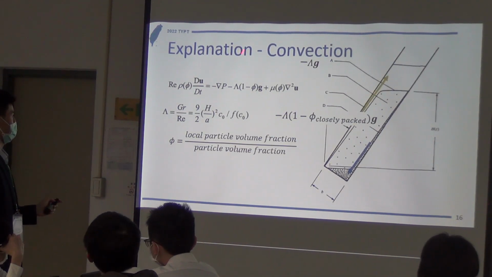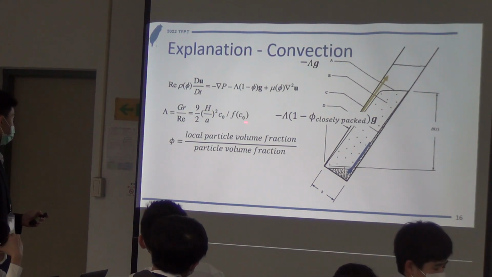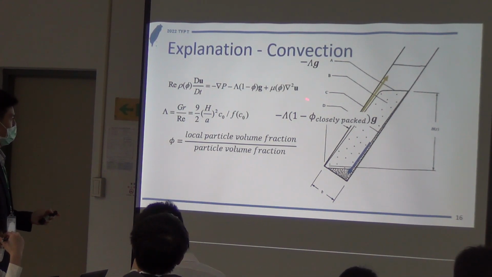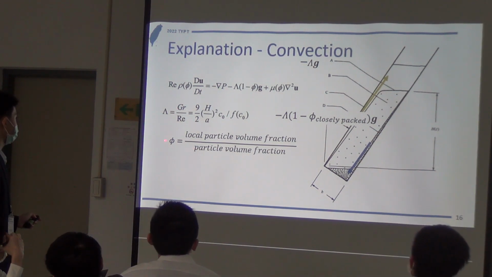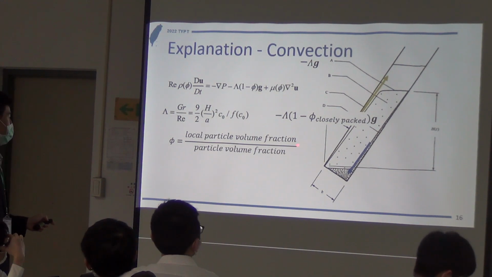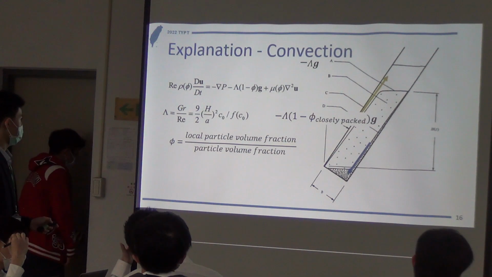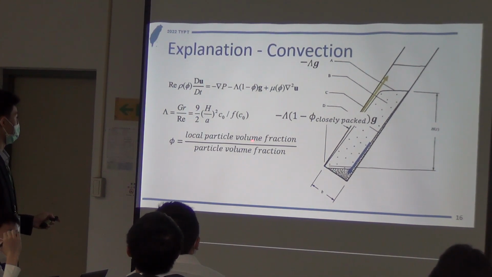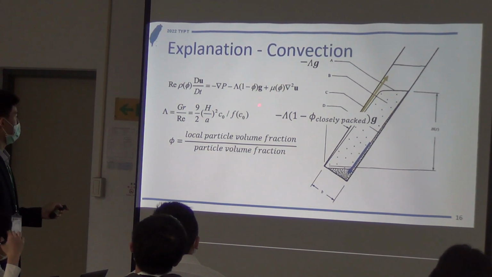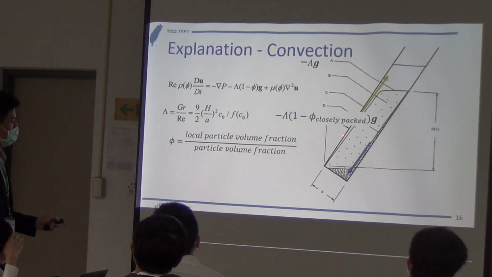So our explanation for convection is that when you write out the dimensionless Navier-Stokes equations, you get this term, and that is the buoyancy force that acts on a fluid parcel. And lambda was already defined. And phi here is the local particle volume fraction over the initial particle volume fraction of the suspension. So in the clear fluid layer, there are no particles, so the volume fraction is 0. And this buoyancy term becomes negative lambda G. This points in the opposite direction of gravity, which is up. So the clear fluid rises.